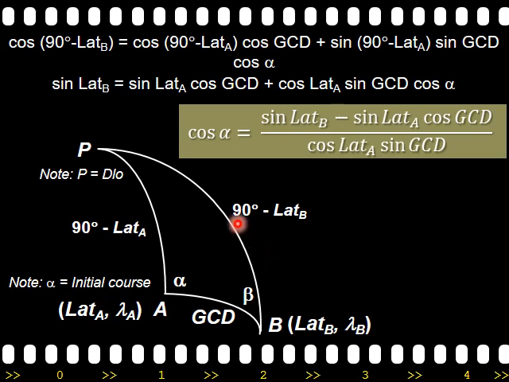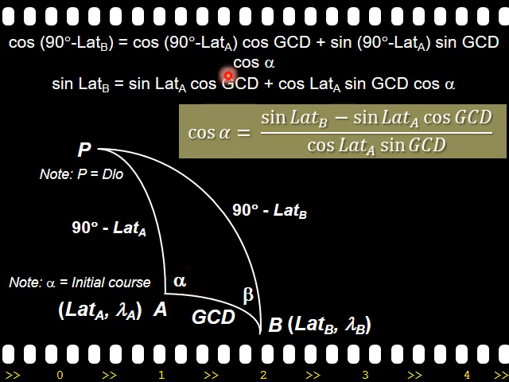And then kung papalitan natin siya dito, again, ano nga yung rule? Cos, sin, sin yung pattern, di ba? So cosine of 90 degrees minus lat AB equals cosine ng dalawang sides niya, yung 90 degrees minus lat A at saka GCD. Yan, kaya ko siya dito nilagay. Plus, sin, yung sine nung dalawang sides times the cosine of yung opposite angle, which is alpha.